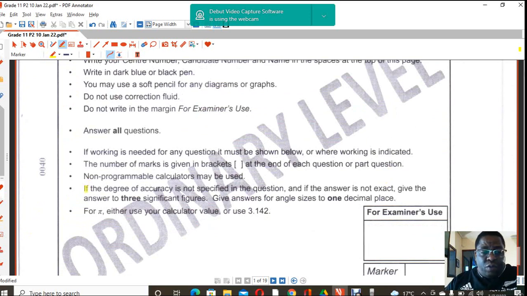the part about rounding. This part here says that if a degree of accuracy in a question is not specified and the answer is not exact, then you are supposed to give your answer to 3 significant figures, and you must give answers for angle sizes to 1 decimal place. And if you are dealing with pi, either use the calculator value or use 3.142. These are just an estimation, but this is what you can use.